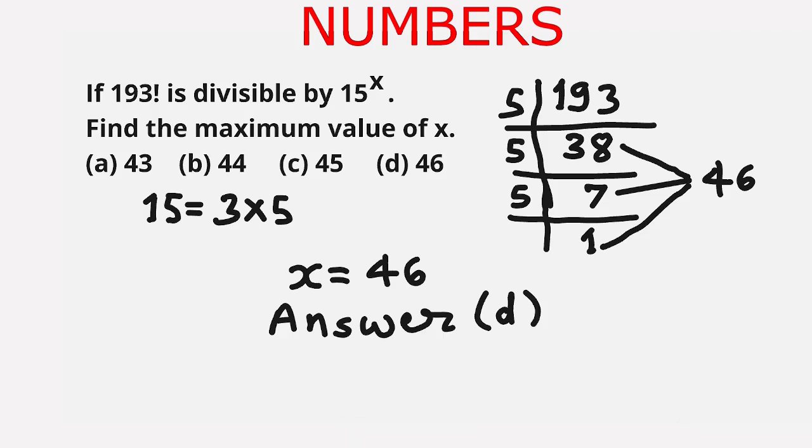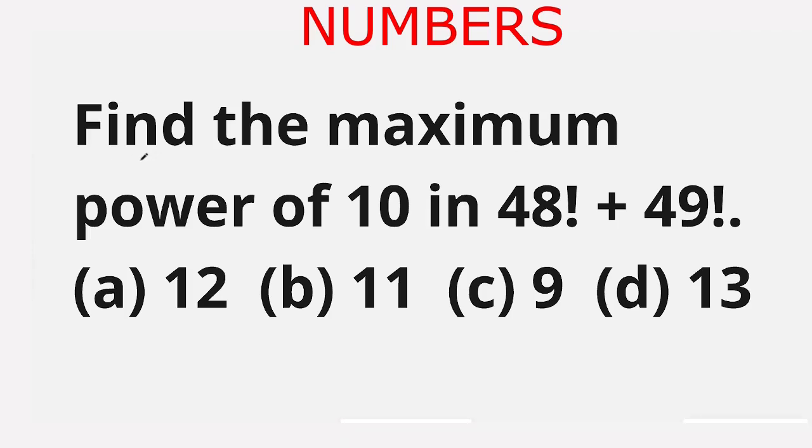We go to the next question. Our question is, find the maximum power of 10 in 48 factorial plus 49 factorial. The given options are option A 12, option B 11, option C 9, option D 13.